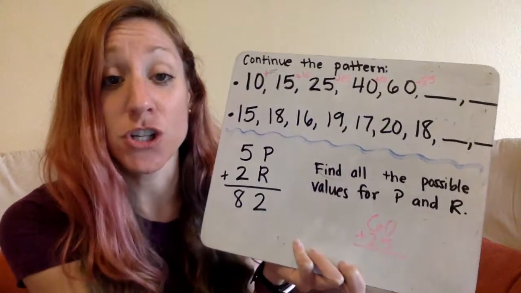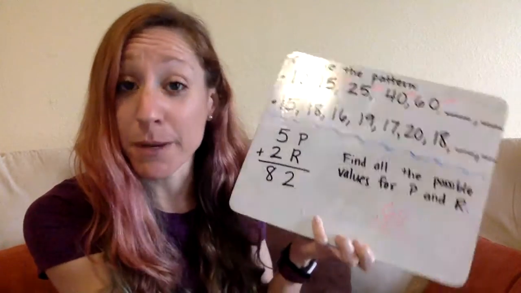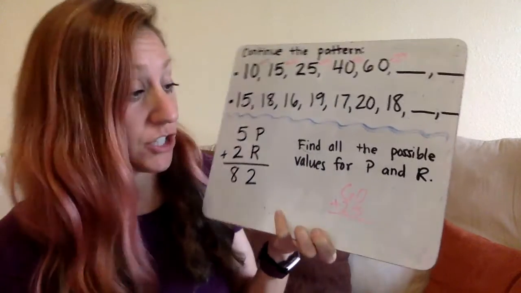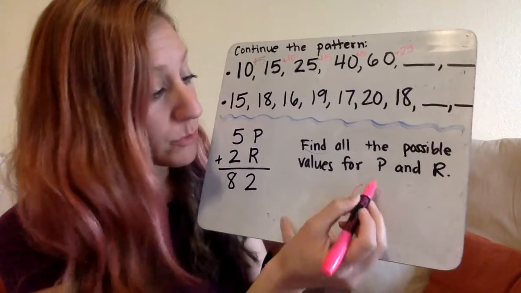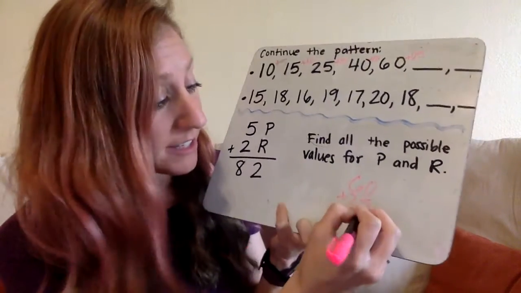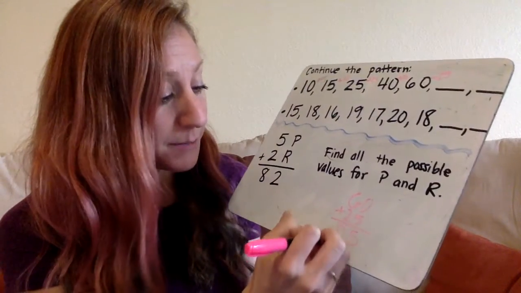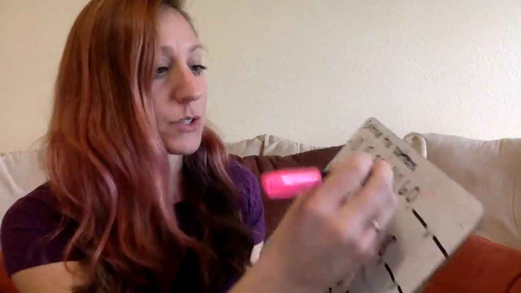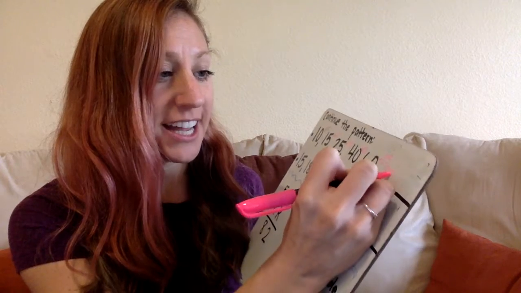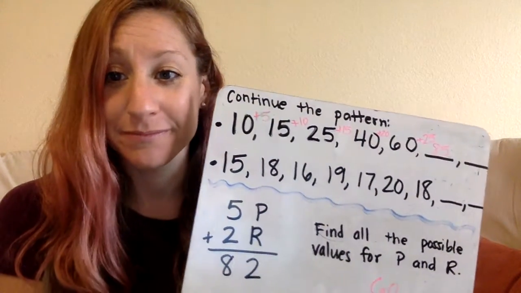You could draw a picture, you could use cubes, you could do number bonds. I'm going to do our vertical addition here that we've been building toward. So 0 1s plus 5 1s is going to be 5 1s. 6 10s plus 2 10s is going to be 8 10s. So 85 is our next number.